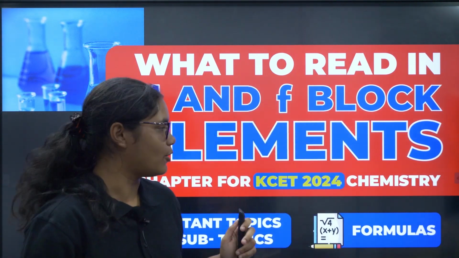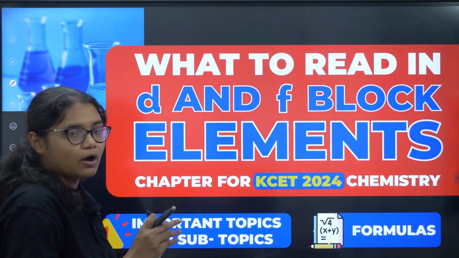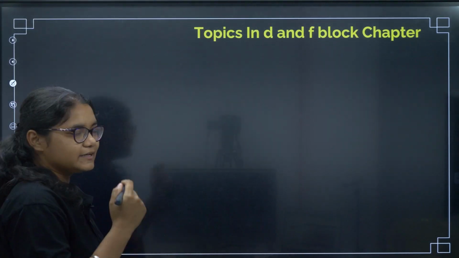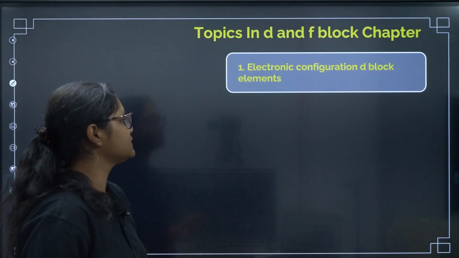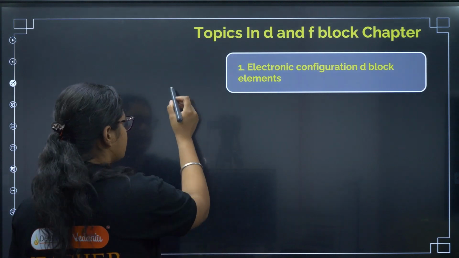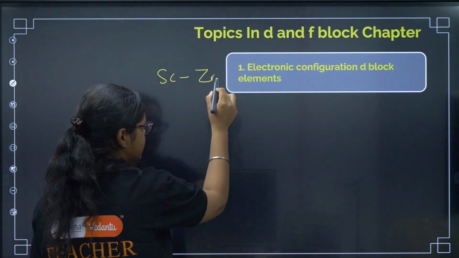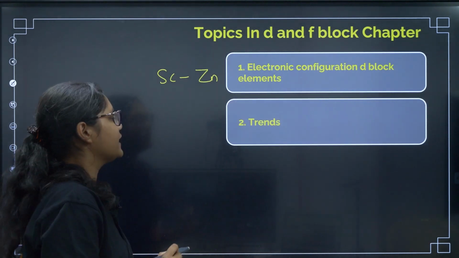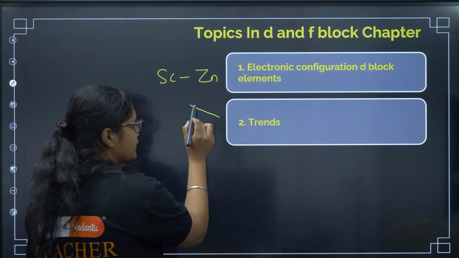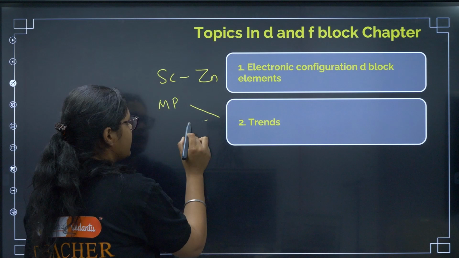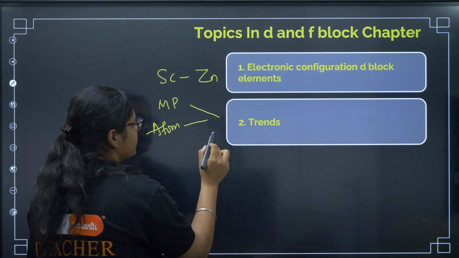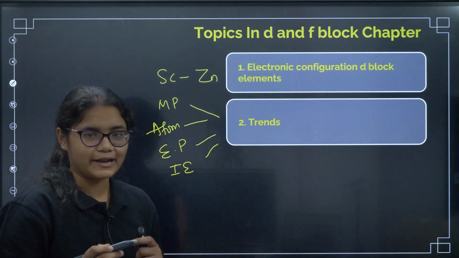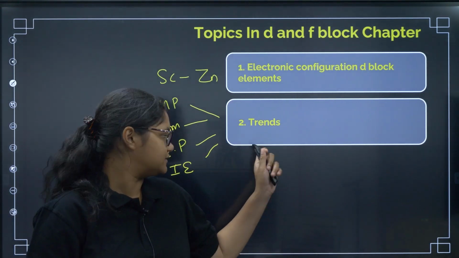So let us see all the important topics and I'll tell you how to read and which trends you have to focus on. Okay, so first let us have a quick glance at the topics. First is electronic configuration. You have to remember the electronic configuration from scandium to zinc. It is a must. Without this we cannot solve any question from here. Next is trends. So I'll be discussing all the important trends like your melting point, boiling point, atomic size. Then we have electrode potential, right? And then we have ionization enthalpy. So all the trends and what is the reason for this we will be discussing.